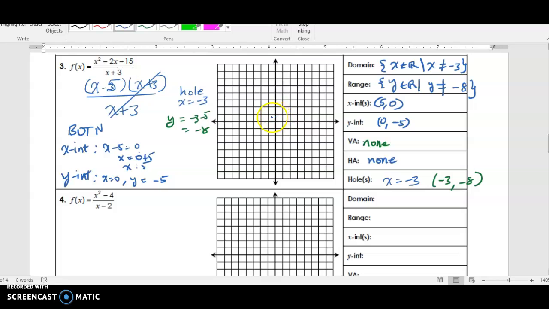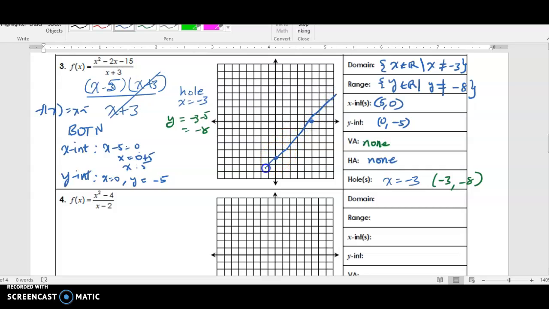Okay, so now that we have them, we can draw the graph for this. After cancelling, what we are left with is a linear function. It's just x minus 5. Since there are no vertical and horizontal asymptotes, it's definitely going to be just a straight line, x minus 5. The slope is 1 and the y-intercept is 0, negative 5. So 1, 2, 3, 4, 5. This is one point, 1, 2, 3, 4, 5. This is the other. So just join them.